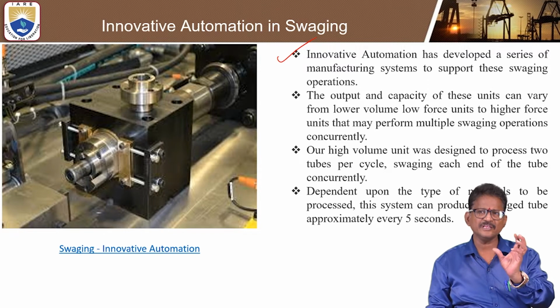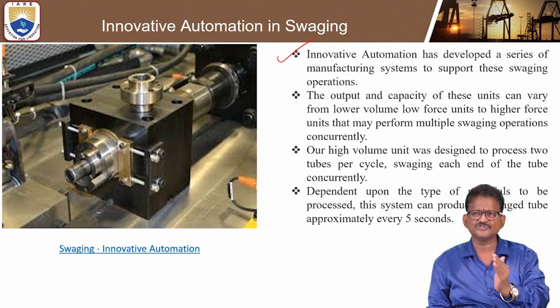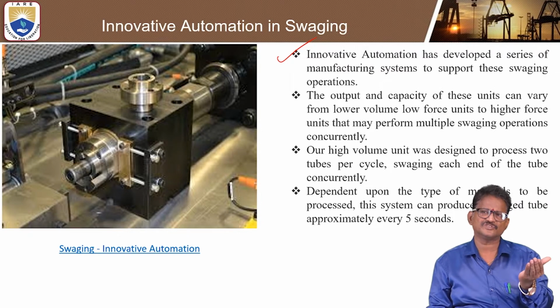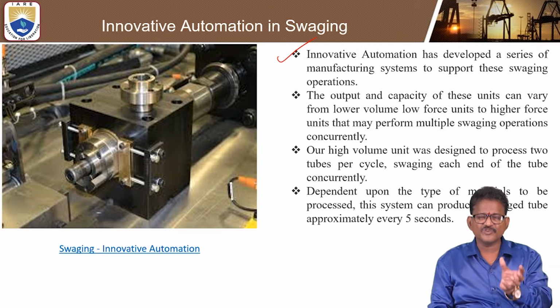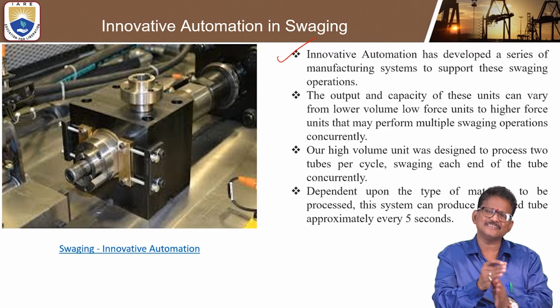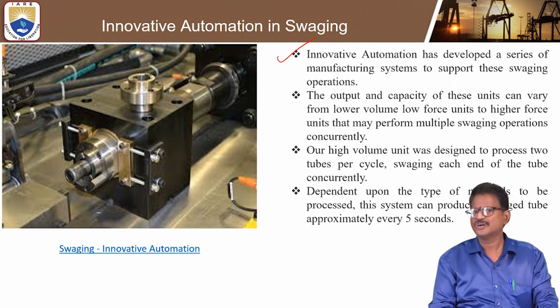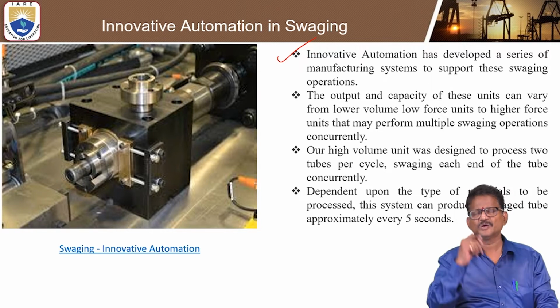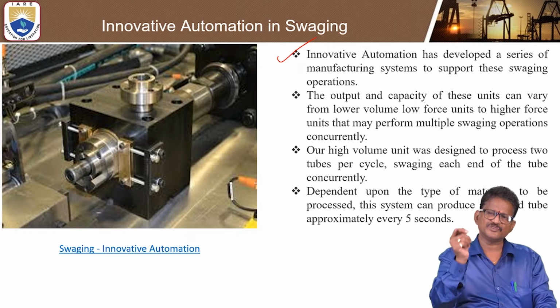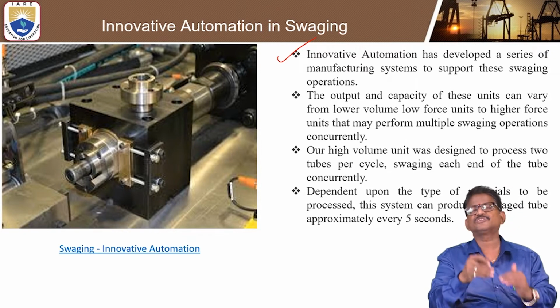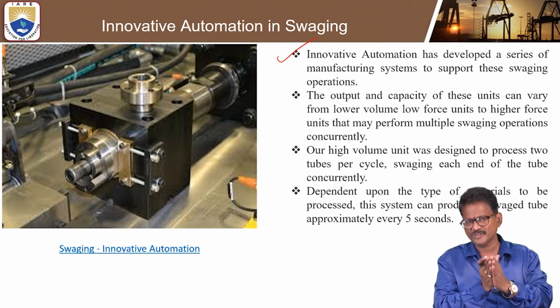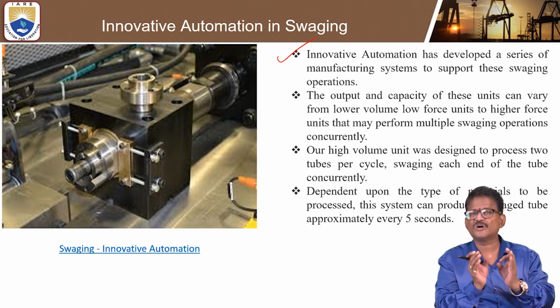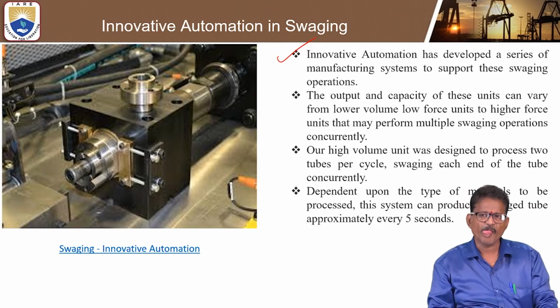Okay, and mainly the output and capacity of these units can vary from lower volume, low force units to high force units. So obviously, whatever force has to be maintained here, you can set with this automation. But for the normal swaging process, manually you apply the pressure and force with hammers and so on. It will take a lot of time, and you cannot even control the dimensional accuracy.